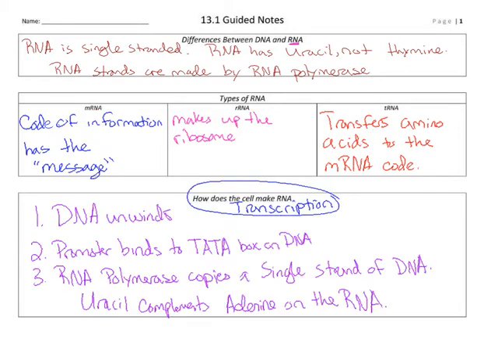So this last one here, how does the cell make RNA? This is the process of transcription. Again, it's that scribing. So the DNA has to unwind. That's our helicase. A promoter is going to bind to the TATA box on the DNA. Then RNA polymerase is going to come in. It's going to copy a single strand of the DNA. And remember, anywhere on the DNA where there's adenine, uracil is going to go on the RNA. And so that is the process of transcription. We go from DNA to a single strand of RNA.